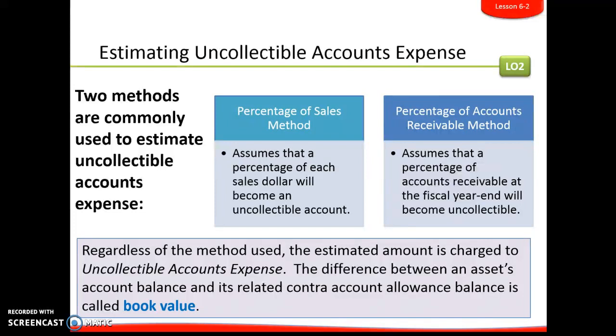The percentage of accounts receivable method is going to assume that a percentage of accounts receivable at the fiscal year end will become uncollectible. So this one is looking at our sales. This one is just looking at accounts receivable, who owes us money. Regardless of the method that we use, the estimated amount is charged to uncollectible accounts expense. And the difference between an asset's account balance and this related contra account, the allowance balance, is called our book value.